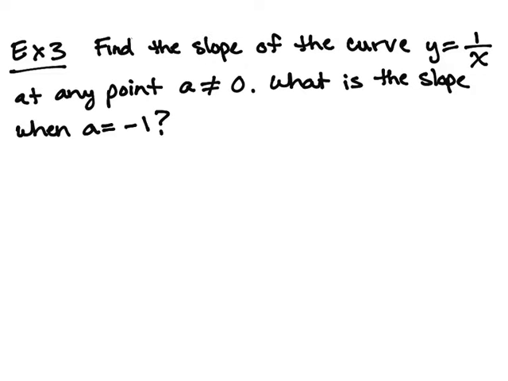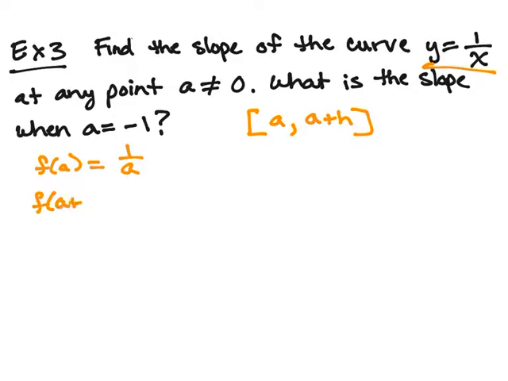Okay, so that means the interval that I'm doing, I'm looking for what's happening at A. My second point would be A plus h. And then at the end, as we let h go to 0, the h will go away. All right, so my f of A is going to be 1 over A. I'm just plugging into my function. My f of A plus h is 1 over A plus h.